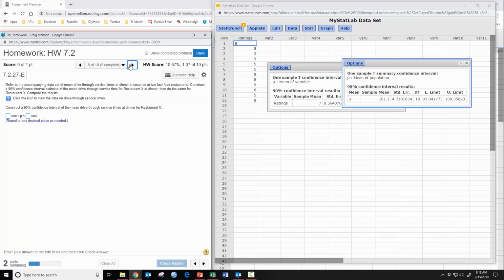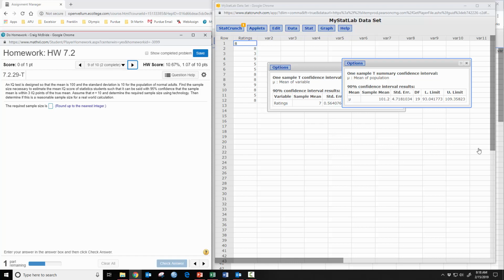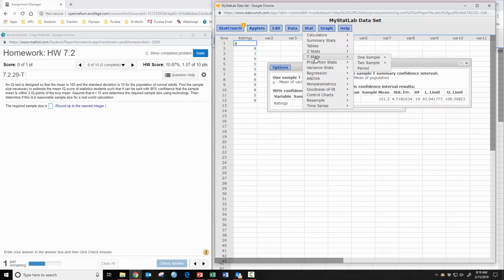Okay, 8, same thing. Load the data. 9 might be a little different. Let's take a look at. Yeah, see, 9 is asking for a sample size. So all the others were the same thing. We're just going to load the data and go. T-stat, one sample with data, blah, blah, blah.